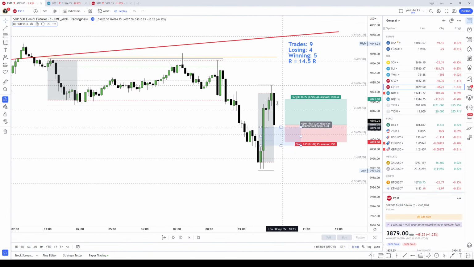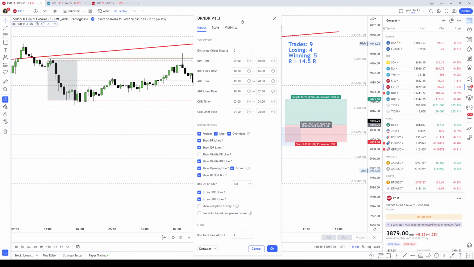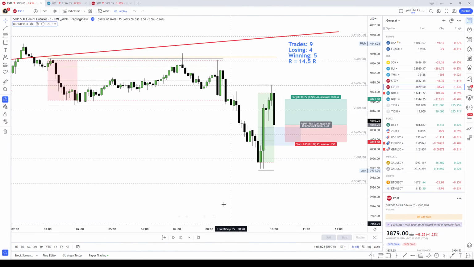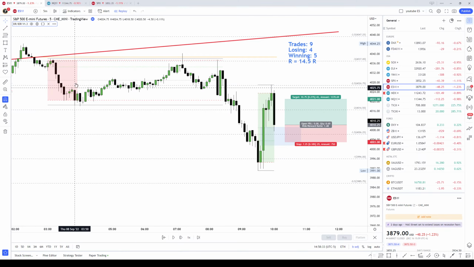Also, as additional confluence for this situation, if you turn on the open close comparison, which is called box color based on open on close, that's from part 2 of my video series. If it's red, you want to look for a short. If it's green, you want to look for a long. Be careful with this one. It's not always right, but it's quite good. It's just a tick which helps you to understand the situation.